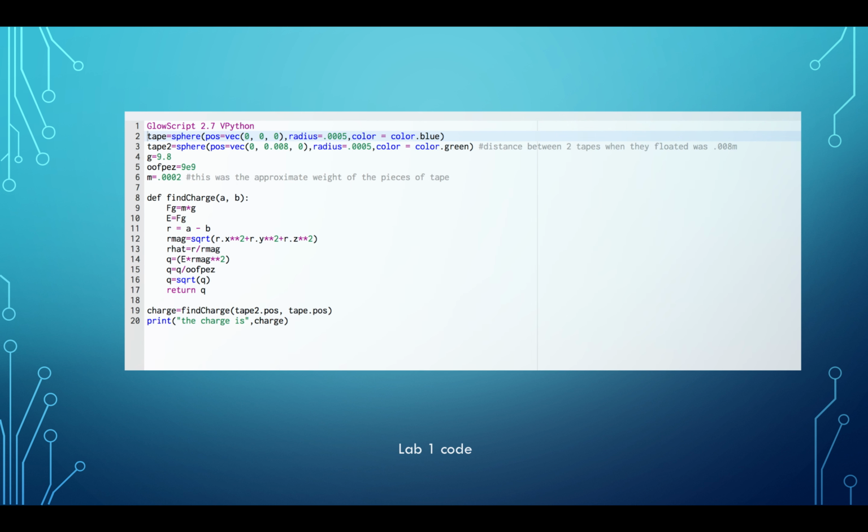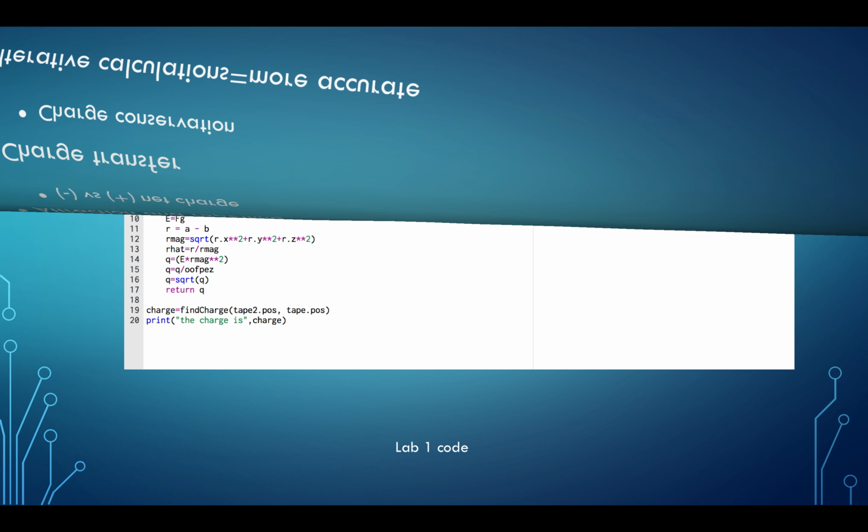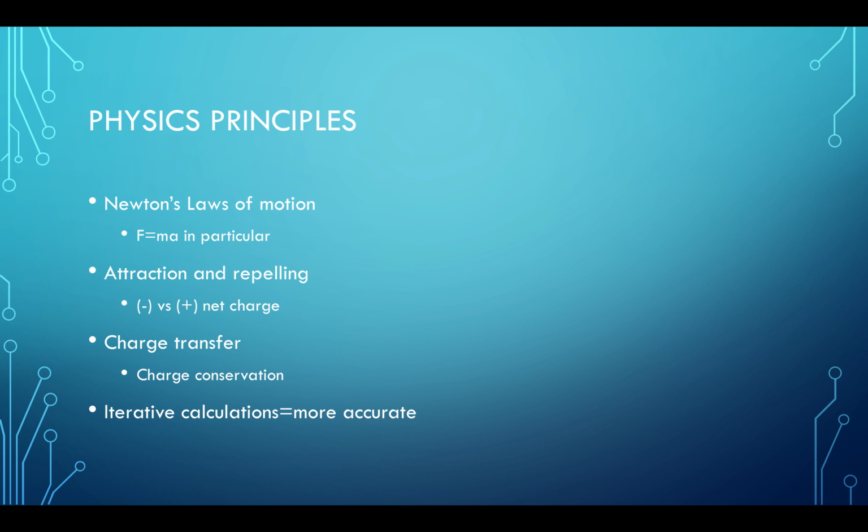Major physics principles shown in this lab are Newton's laws of motion, specifically net force equals mass times acceleration, and attraction versus repelling, which is how like charges repel and opposite charges attract. Also, charge transfer, in terms of how the two tapes were originally neutral but then acquired a charge after being ripped apart, and how we couldn't handle the tapes because charge from our skin could transfer and neutralize the tape's charge, causing the experiment to not work.